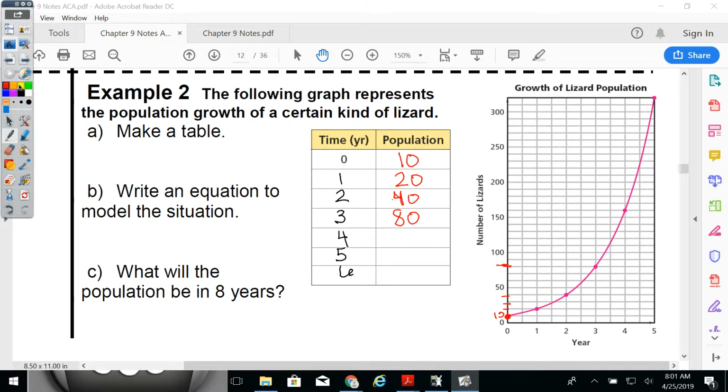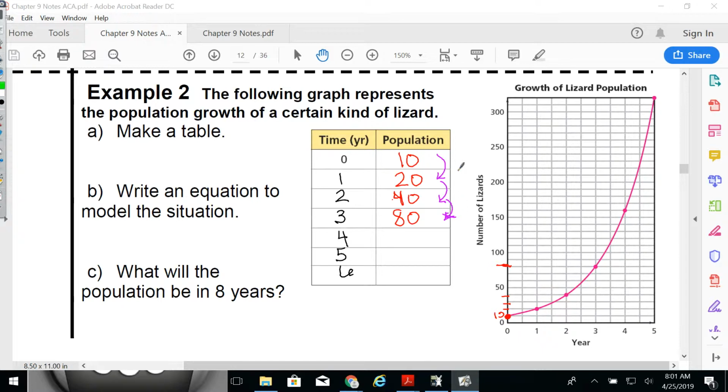So if we try to figure out the pattern, because we're going to need that number, consecutively, what's happening from one to get to the next? We're multiplying by 2. Multiplying by 2. So we can just generate the rest of the table by multiplying by 2. And then we'll check to make sure that's correct.